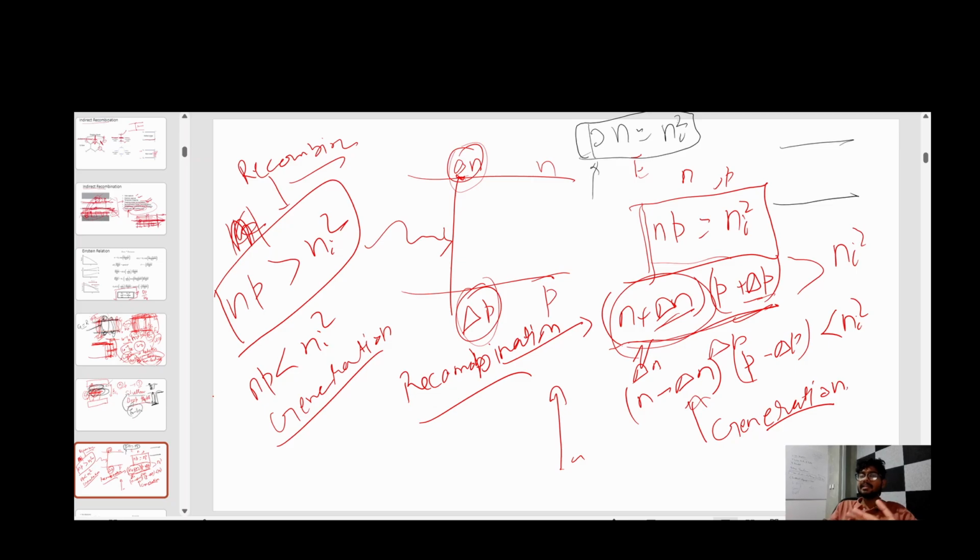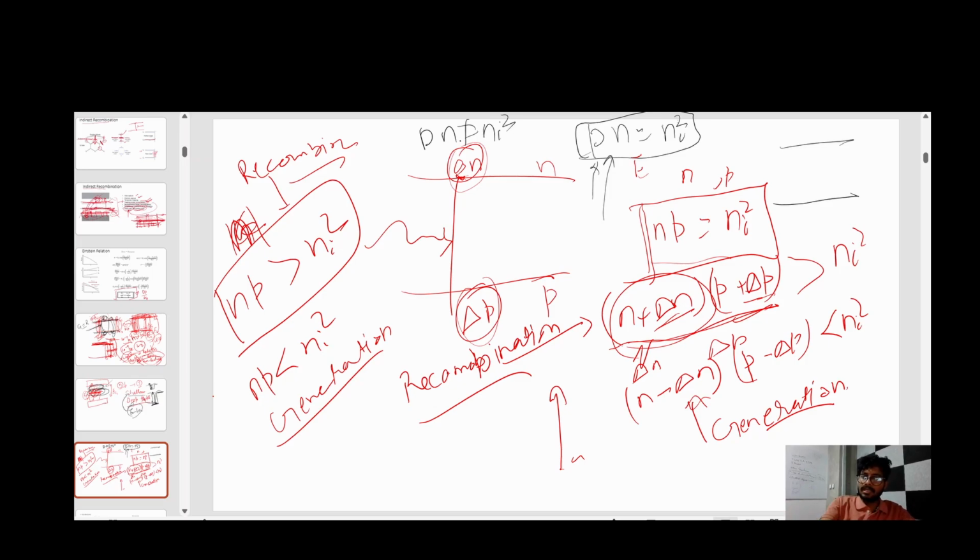How does a semiconductor come to a non-equilibrium state? Whenever you shine a light, or apply a sudden voltage, or a sudden application of light, it goes into a non-equilibrium state. So pn is not equal to ni square at that point in time.